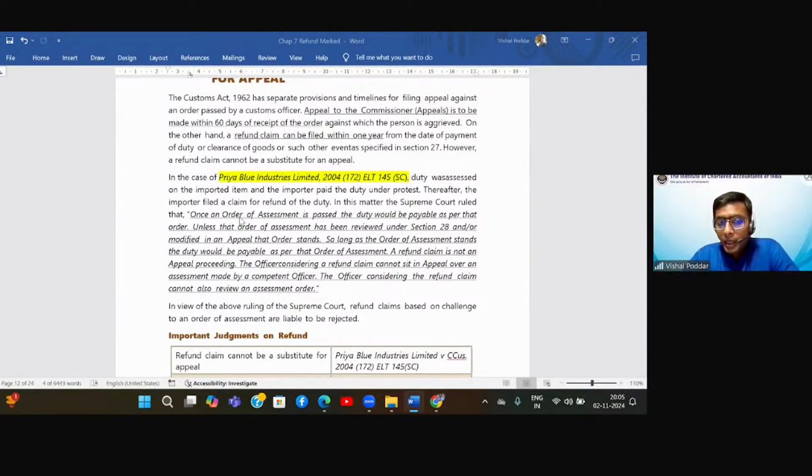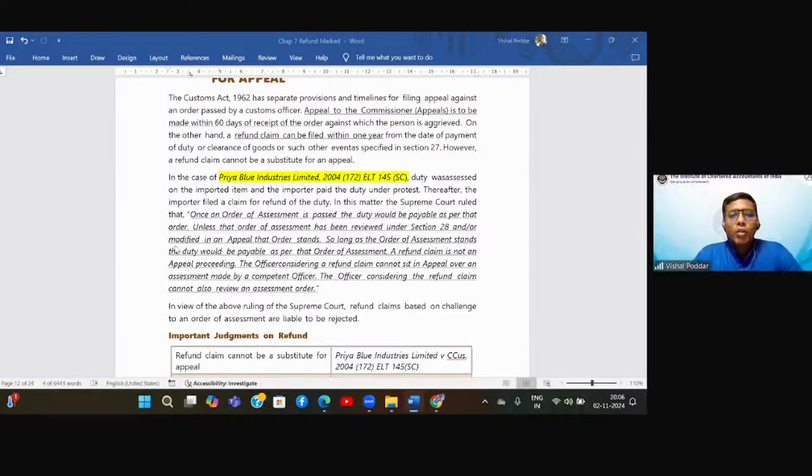So what is important, I've underlined: once an order for assessment is passed, the duty would be payable as per that order. See, once assessment is done, you have to pay duty as per that order, unless the order of assessment has been either reviewed under section 28 or modified in an appeal. That order stands. So once the department has passed an order stating that the tax is 18%, and you believe it is 10%, that is your understanding. That itself will not make you entitled to a refund of 8%. You may have paid that 18%, in which 8% you are claiming as duty paid under protest. Fine. You want to challenge it, go to the court, go in for appeals. Let the appellate authority or the court decide who is right, who is wrong. Only then can you file the refund application.